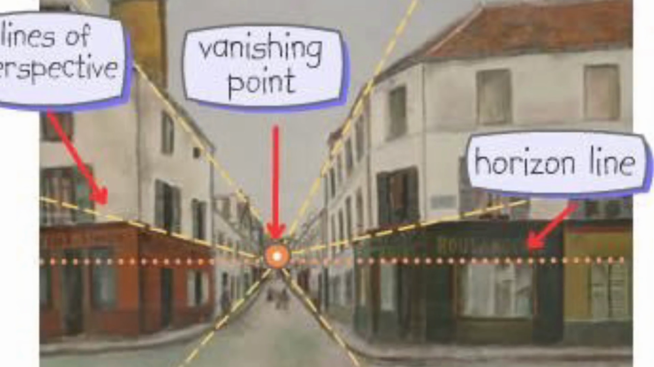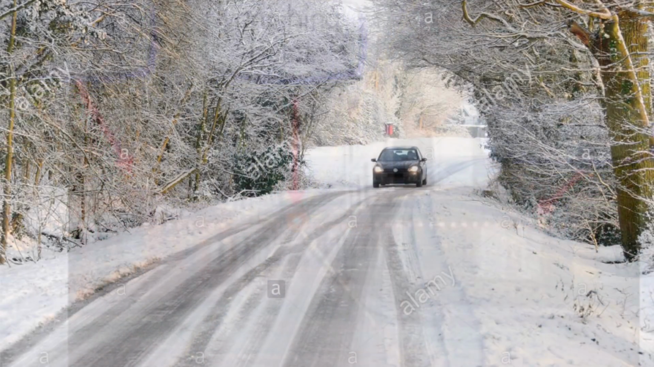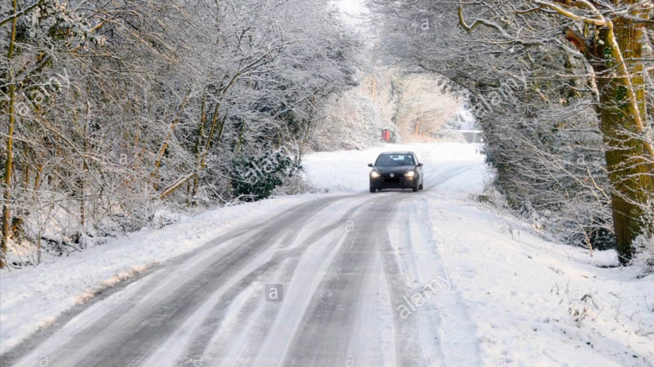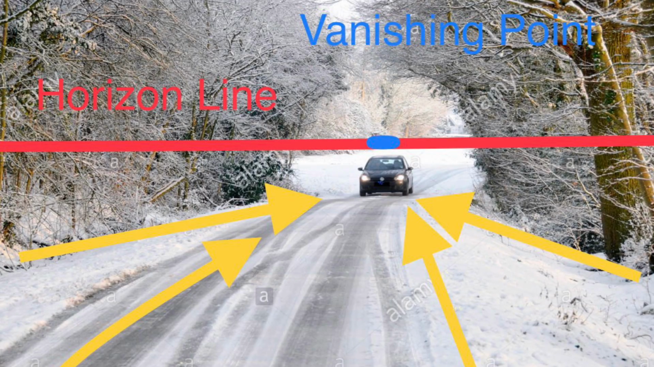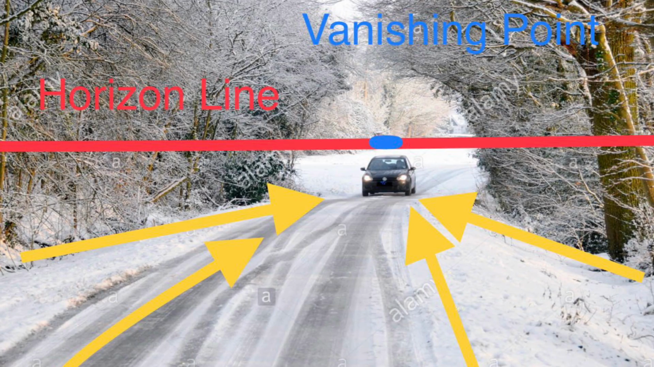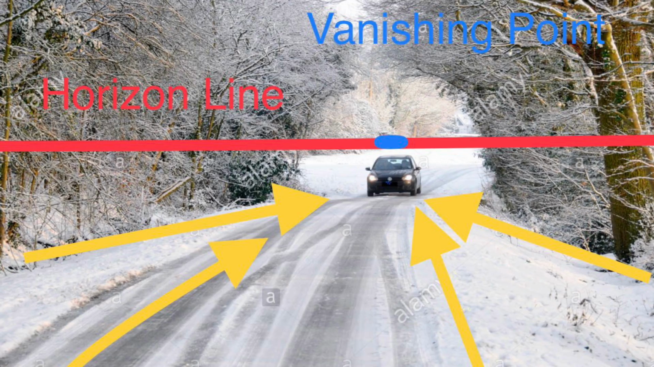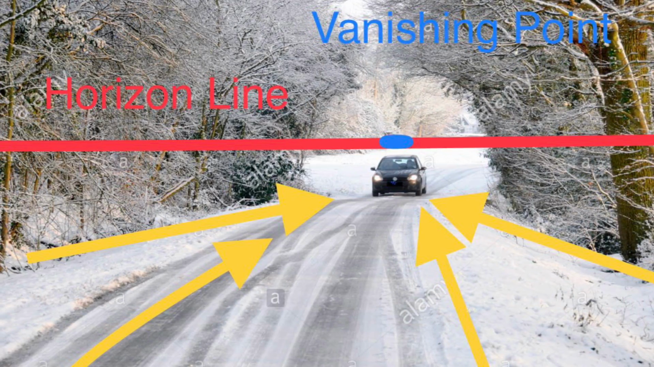A horizon line is where the land and sky meet. The vanishing point is the point where all the lines disappear. And converging lines are lines that all go back into space where the vanishing point is. I was even able to take this landscape photograph and find where the horizon line, vanishing point, and converging lines are.